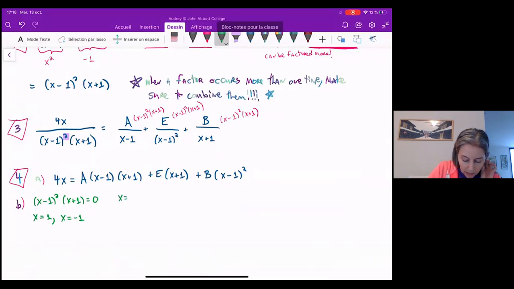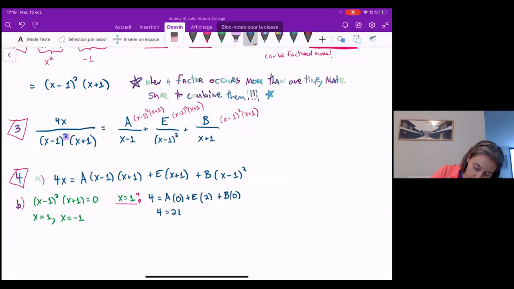So I'll start with x is equal to 1, and I'm plugging that x equals 1 into the equation that I have up there. So I have 4 times 1, that gives me a 4. And this is A, 1 minus 1 is 0, so that's just times 0, plus E, 1 plus 1 is 2, and then plus B, again, 1 minus 1 is 0, so that just gives me a 0. So 4 is equal to 2E, and E is equal to 2.